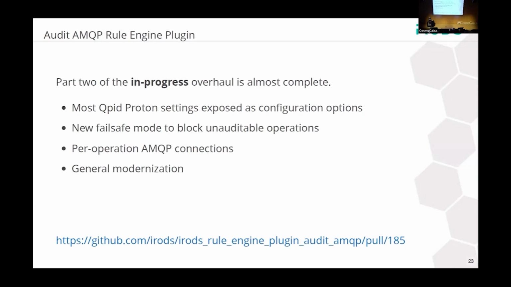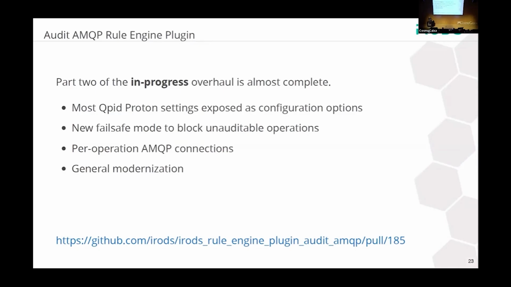The major highlights of this particular part of the refactor are that we are now exposing most of the Qpid Proton settings, and Qpid Proton is the library that we use for AMQP. We're exposing most of the Qpid Proton settings as configuration options now, so you can change your message durability and stuff like that. We have introduced a new fail-safe mode to block unauditable operations.